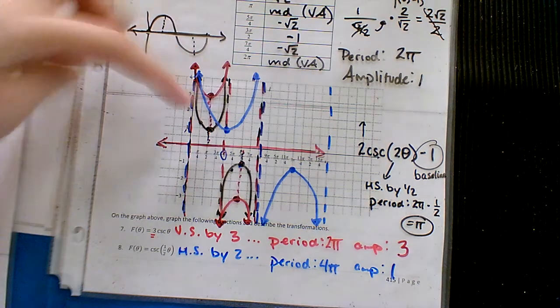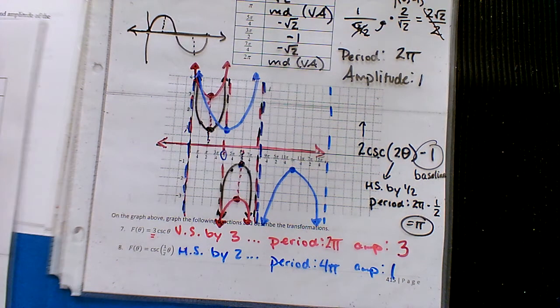So that original cycle, that black graph we had, instead of going all the way out to 2 pi, is now only going to pi. So you have really squished parabola shapes. Okay, they're kind of tight together.